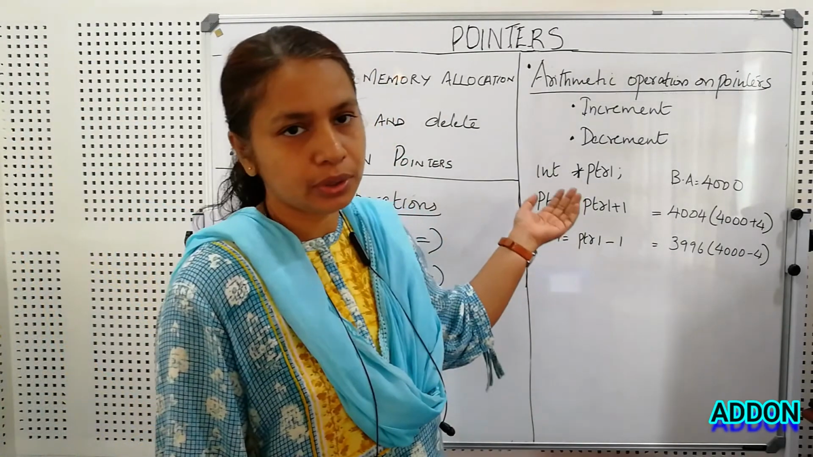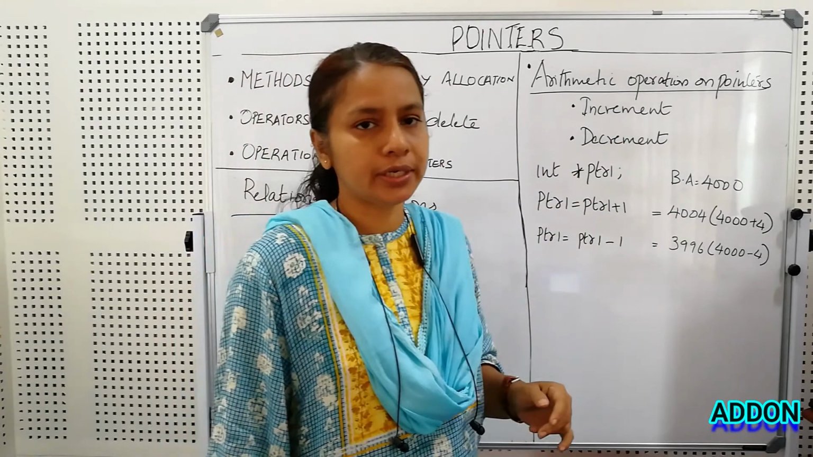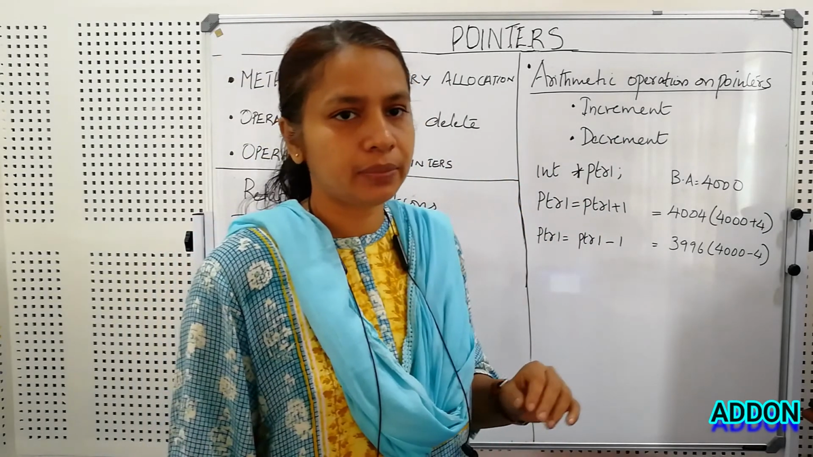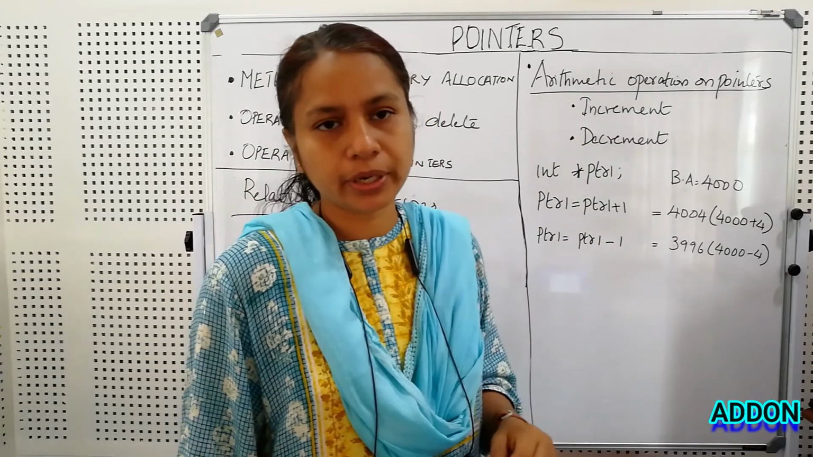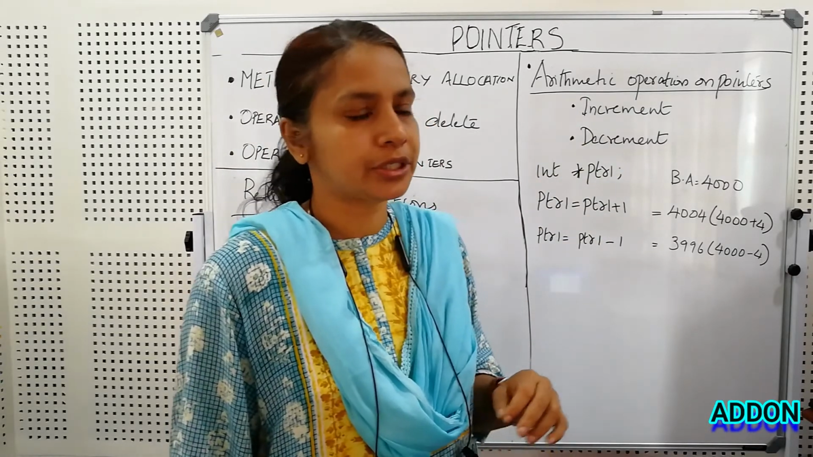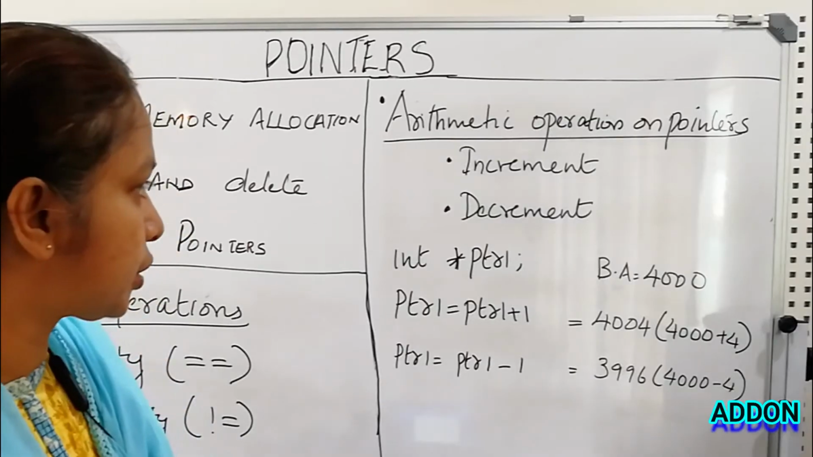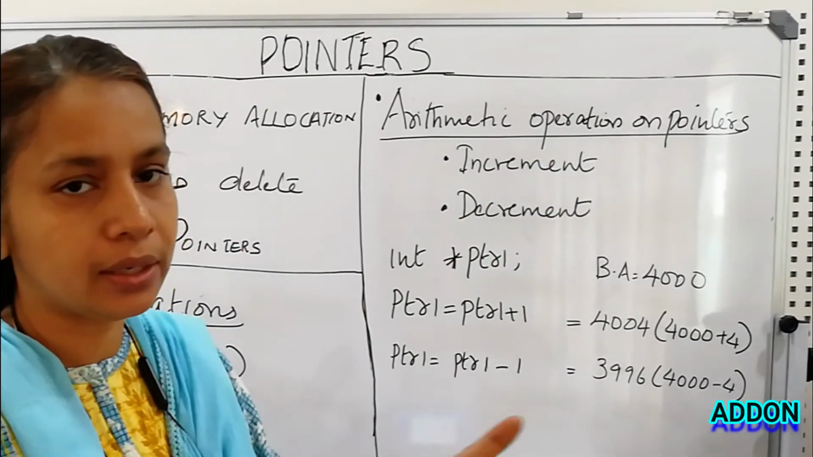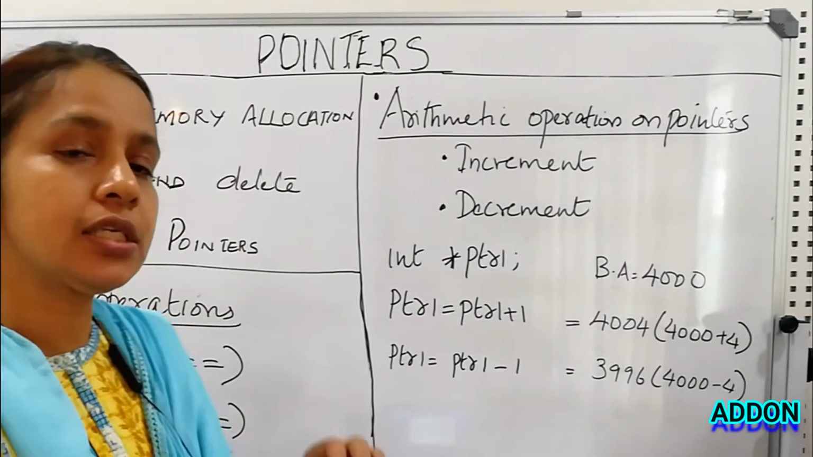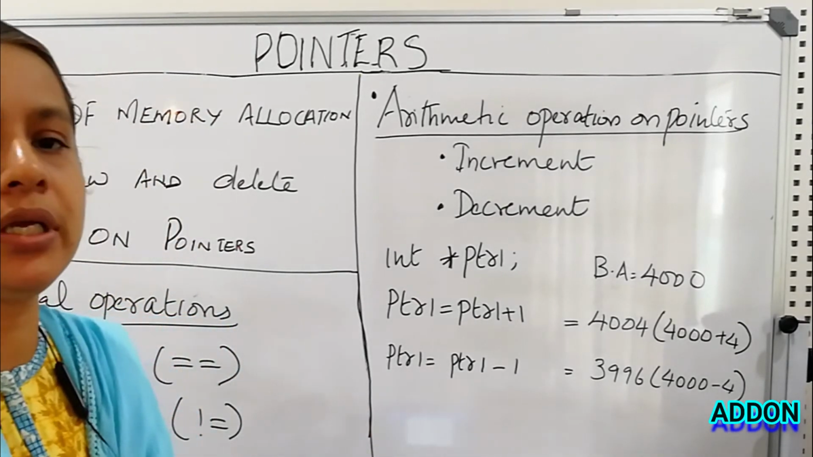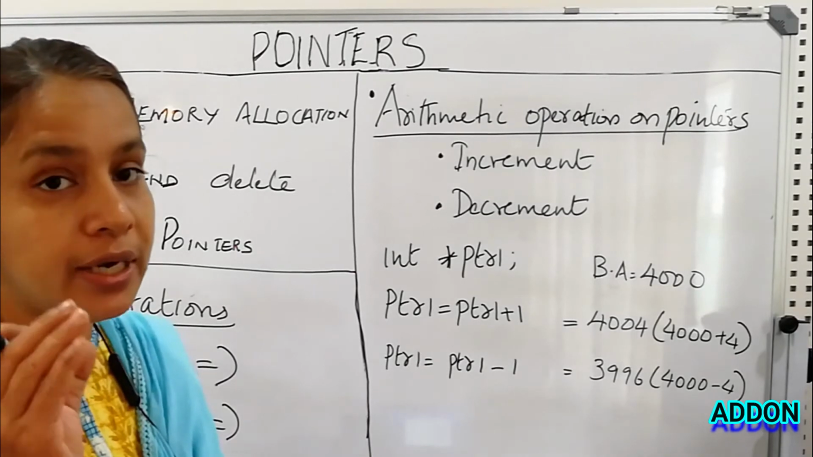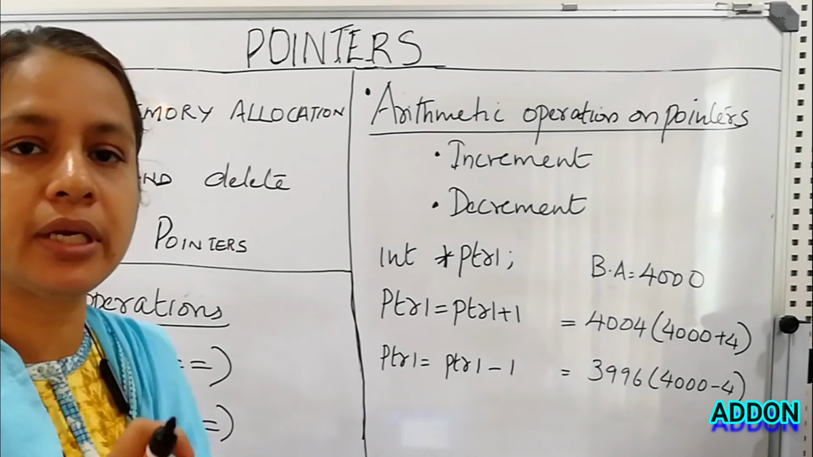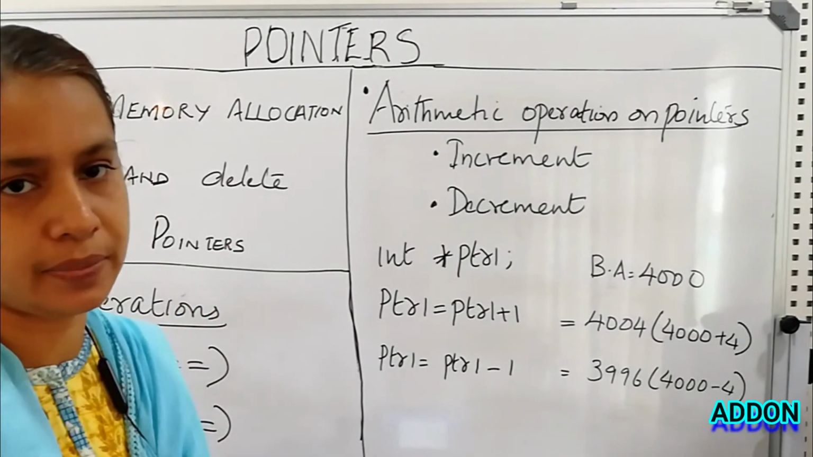Next, we are going to look at some of the operations related to pointers. Today we are going to discuss two operations related to pointers. The first one is arithmetic operation and the second one is relational operation. In the case of arithmetic operation, we are going to look at how the value is incremented and decremented, or added or subtracted. In the case of incrementation or decrementation, the size of the data type will be incremented or decremented from the base address.